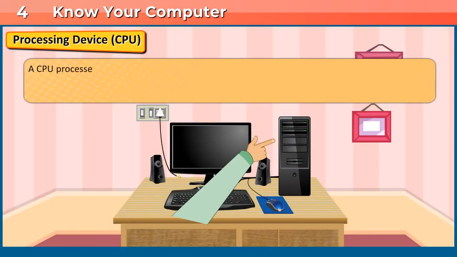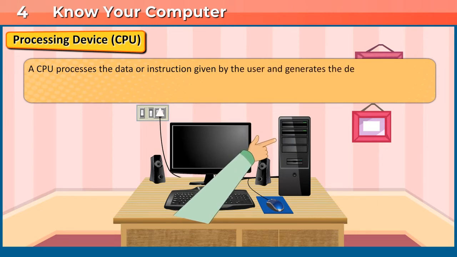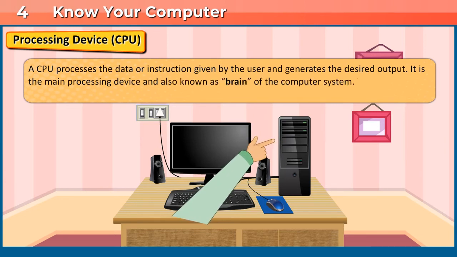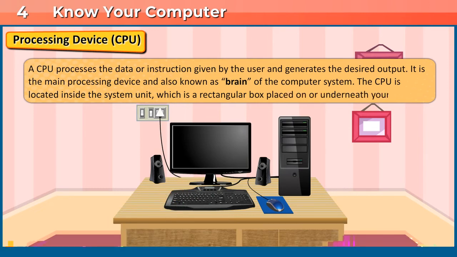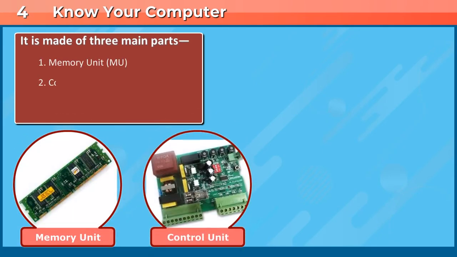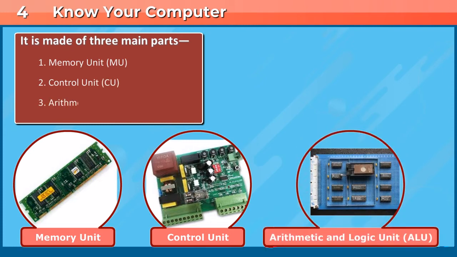Processing device, CPU. A CPU processes the data or instruction given by the user and generates the desired output. It is the main processing device and also known as the brain of the computer system. The CPU is located inside the system unit, which is a rectangular box placed on or underneath your desk. It is made of three main parts: memory unit (MU), control unit (CU), arithmetic and logic unit (ALU).